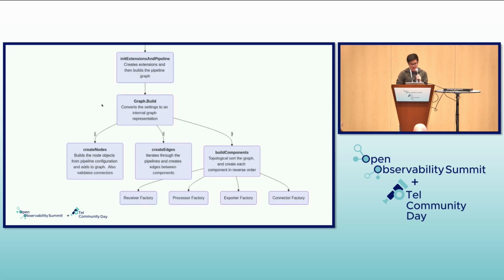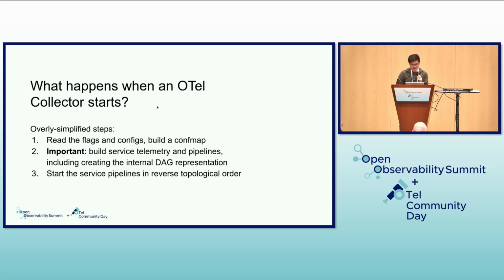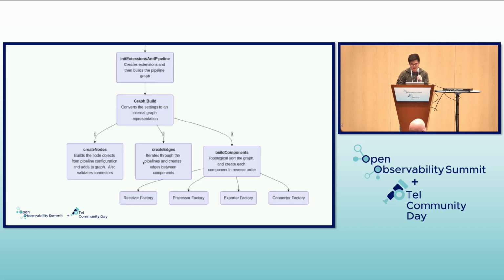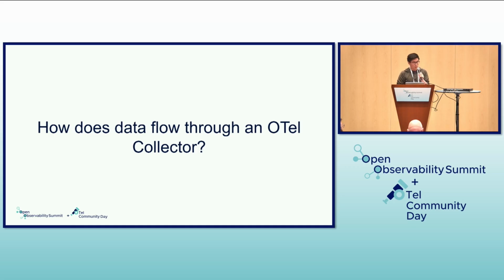And here's the flow chart of the second step here, building the DAG. The whole flow chart is too big, and credits to the upstream repo, so I only show the graph build part. As you can see, we will iterate through the graph, read from the config, and create the nodes and edges, and also build all the components. So once you have these data pipelines, it should be easy to tell how the data flows through your OTel collector.